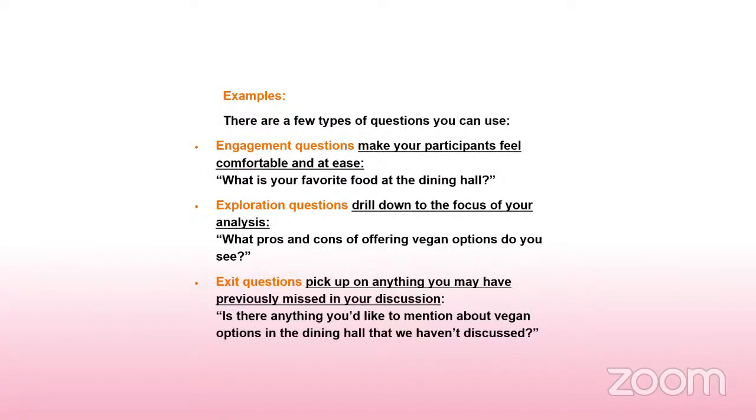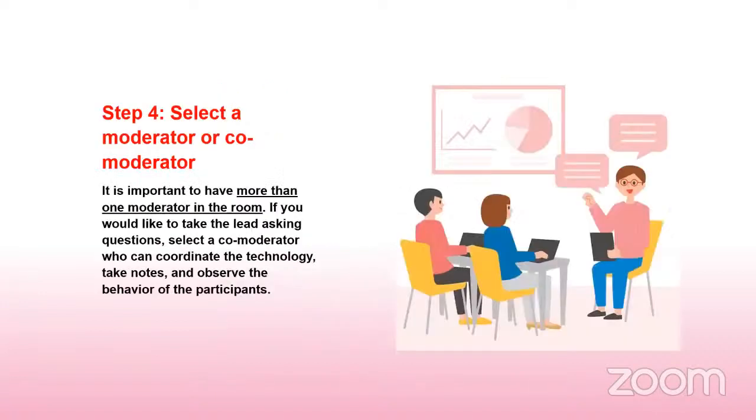There are a few types of questions we can use, like engagement questions, exploration questions, or exit questions. Engagement questions are the questions that can make our participants feel comfortable and at ease. For example, starting with a question like, what's your favorite food at the dining hall, would make the participants more engaged and more comfortable and easier to talk to. Then exploration questions, where we can drill down to focus the analysis. We can ask, what are the pros and cons of offering a vegan option? The exit questions pick up on anything that we might have missed in our discussion. We can ask the participants, is there anything you would like to mention about the vegan options in the dining hall that we haven't discussed? So these are the kinds of questions we can ask in a focus group discussion.